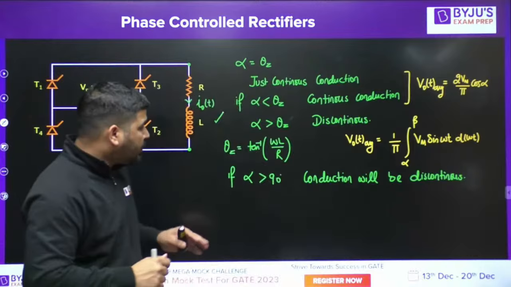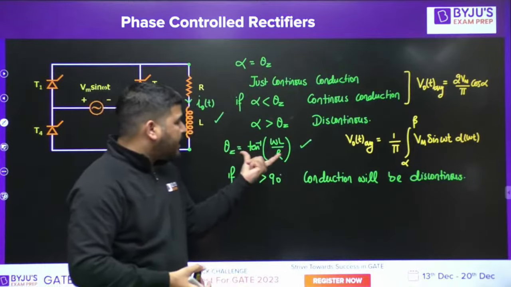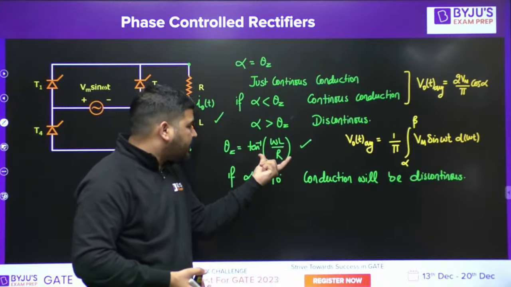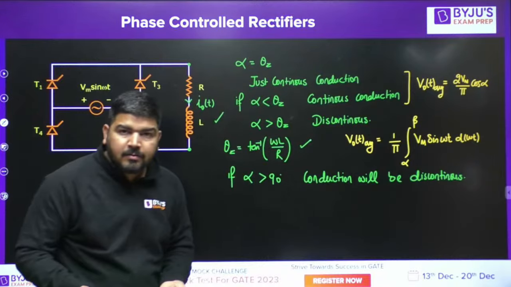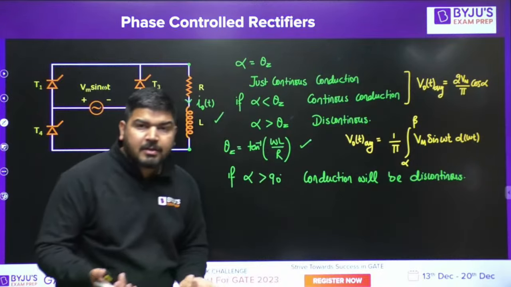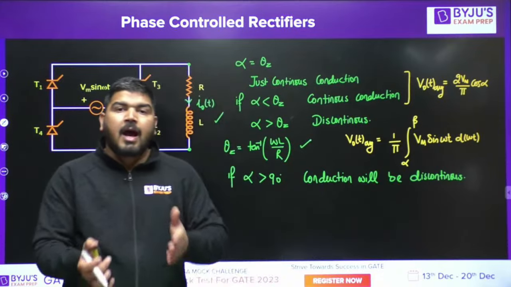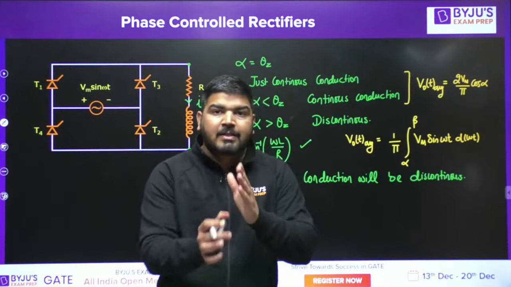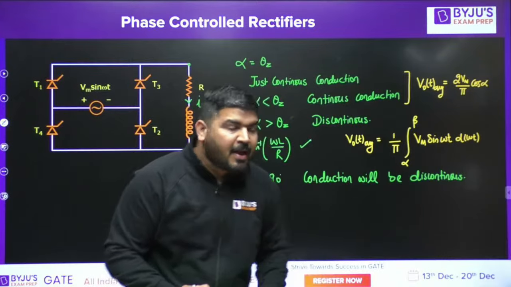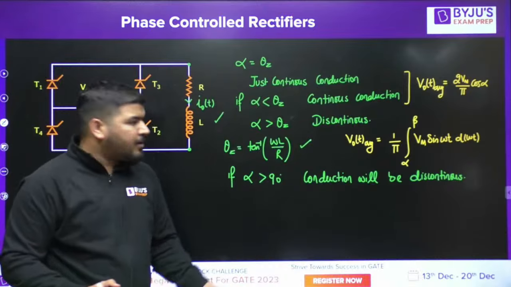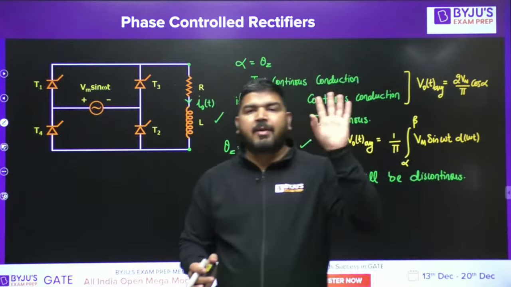Why? Because we know, what is the maximum value of theta z? The maximum value of theta z is 90 degree. If L is infinite or R is 0, then the maximum value of theta z is 90 degree. It means up to 90 degree, in the worst case, conduction will remain continuous. But if alpha is greater than 90 degree, whatever L you take, it will always remain discontinuous.